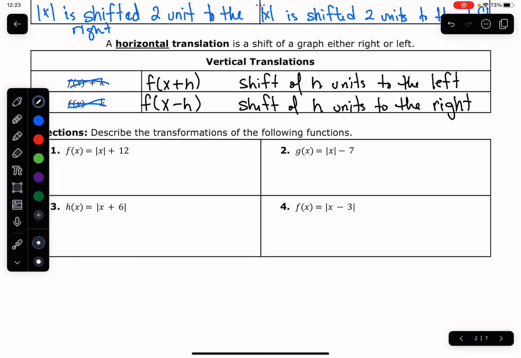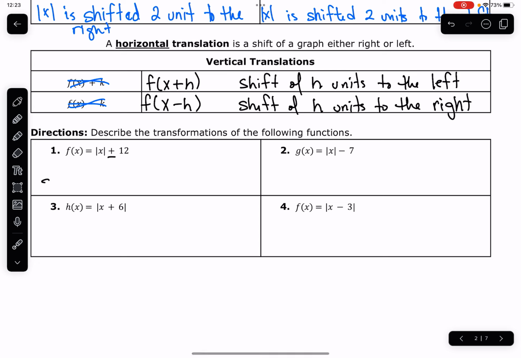Okay, so here for the first one, this plus 12, because it's on the outside, is going to result in a vertical shift. And because of the adding, it's going to be up. So this is going to shift 12 units up.